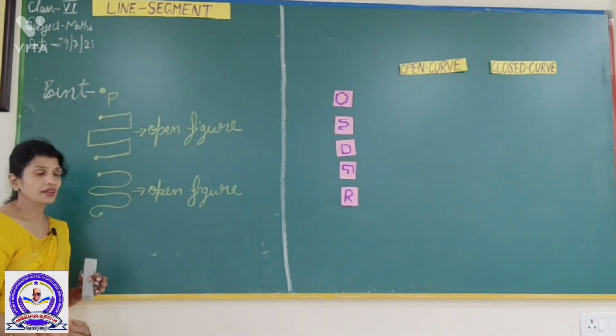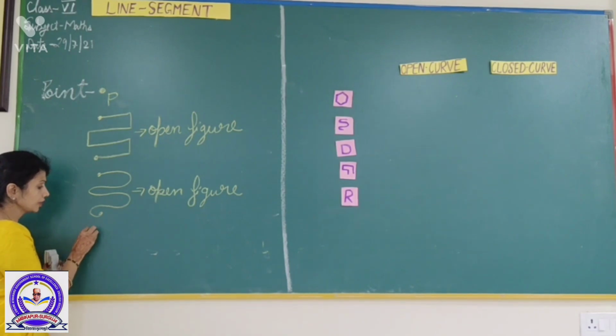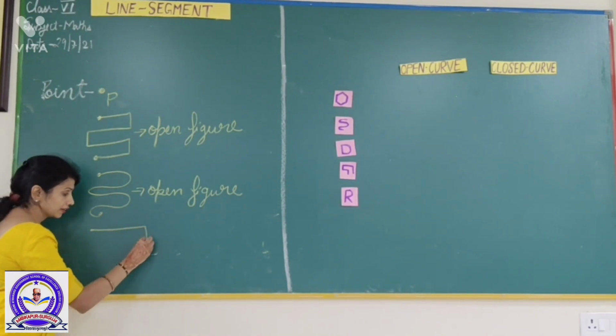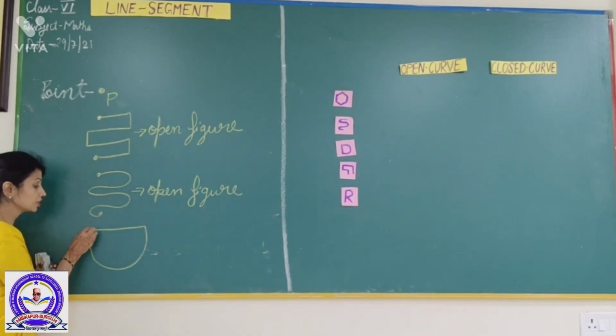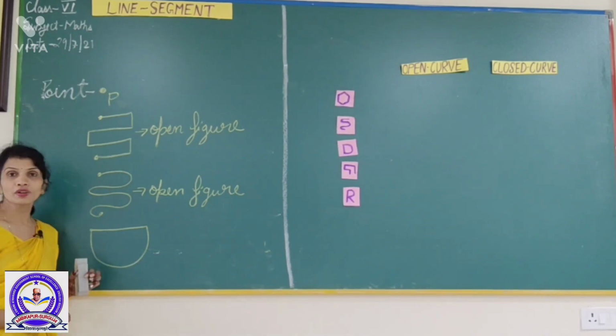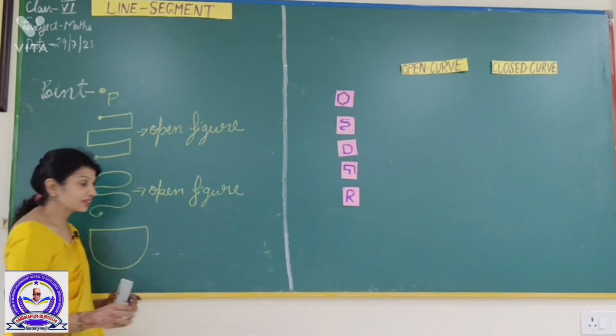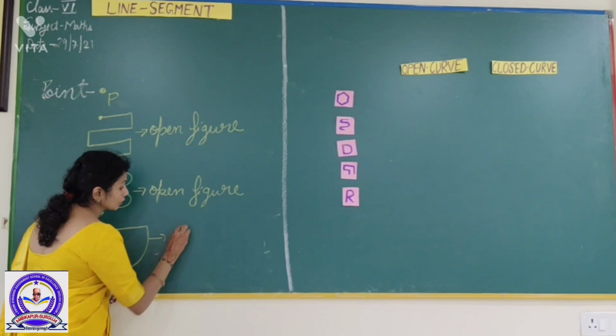Now you tell me. I started from this point. I draw a straight line. Then I draw a curve and reach this point again. So is it open or closed? Very good. It's a closed figure.